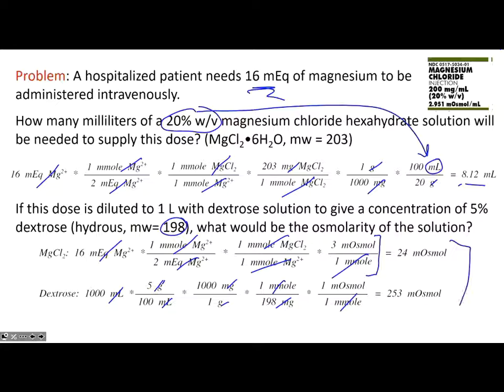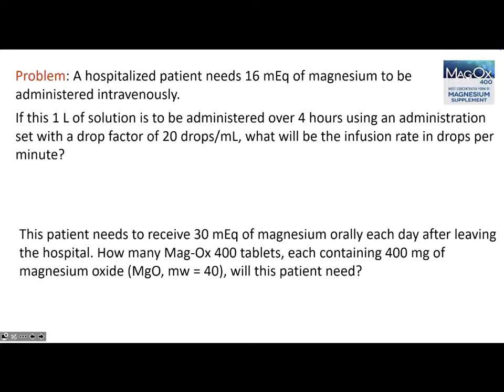So clearly, what we're going to have to do on the final step is just add it all together. So the 24 plus the 253 means we would have a total of 277 milliosmoles. But it wanted osmolarity, which is milliosmoles per what? Per liter. But what did we start with here? A liter. So we're in a liter. So again, essentially our 277 milliosmoles is the number of milliosmoles per liter, which is osmolarity. Okay? Let's keep it going.